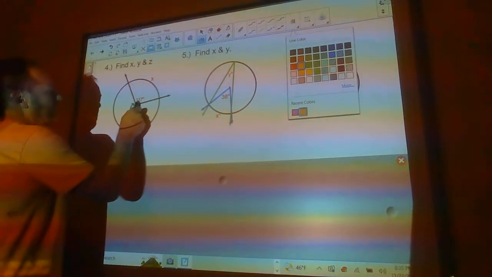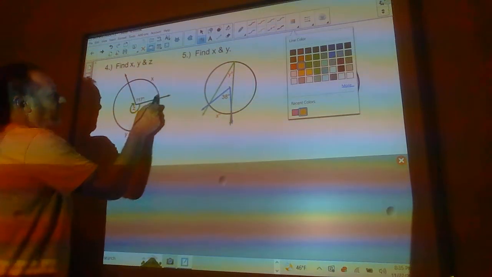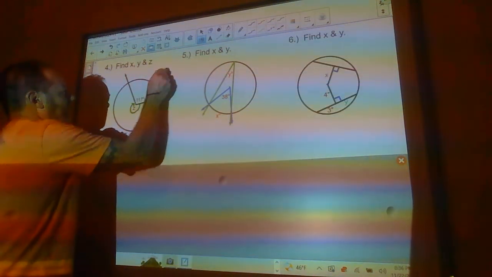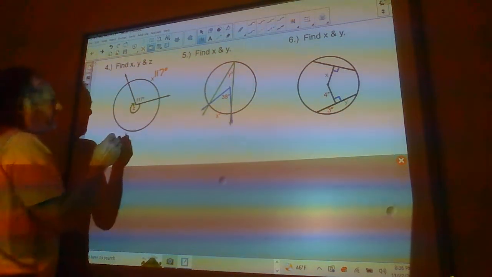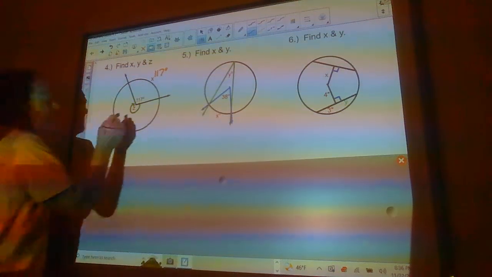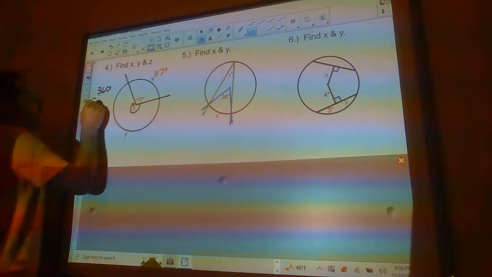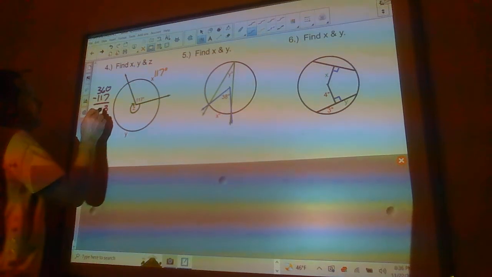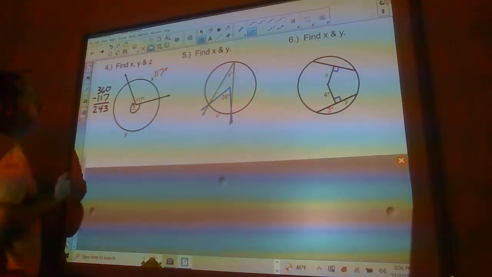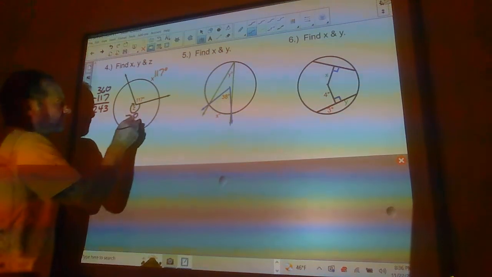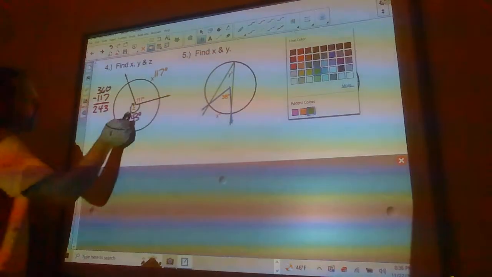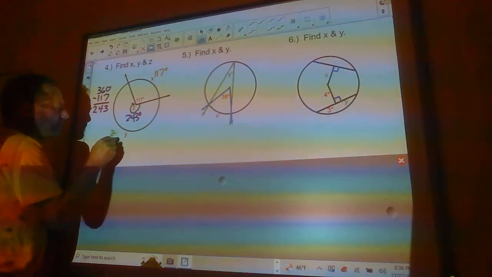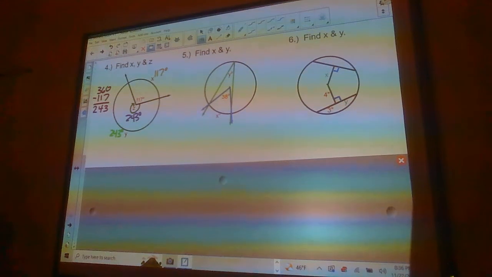Okay, so I do know this. I know that this is a central angle. And so its intercepted arc, which is x, is equal to it. So this is 117 degrees right here. I know that a complete circle would be 360 degrees. So 360 minus 117 would be 243. So this is 243 degrees, which implies that its intercepted arc, which would be y over here, is also 243 degrees. So x is 117, y is 243, z is 243.